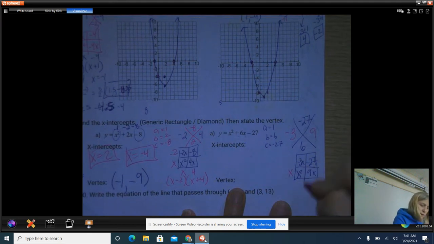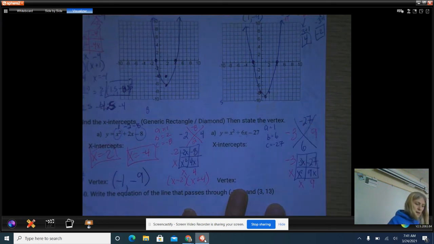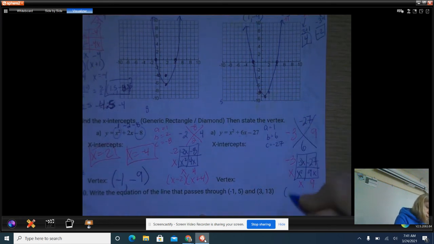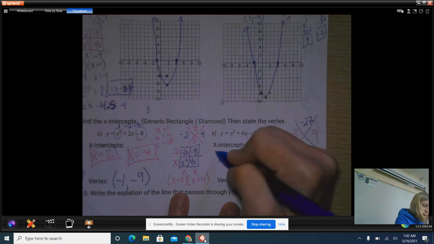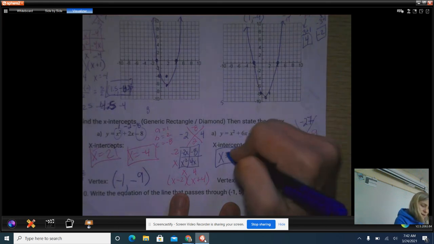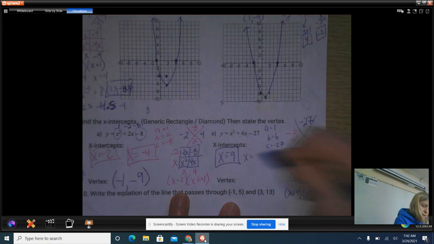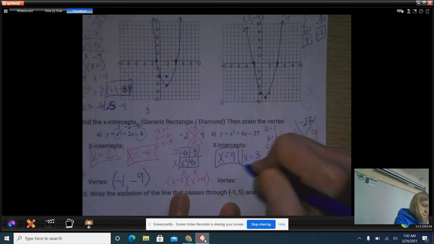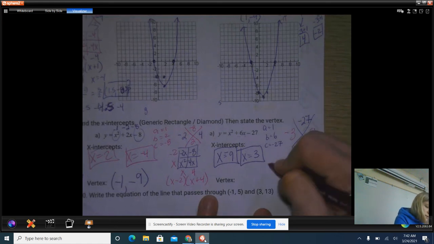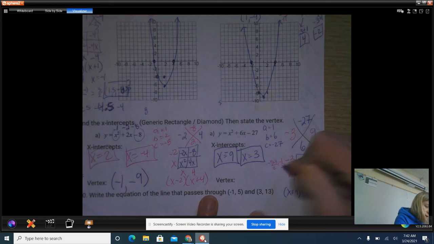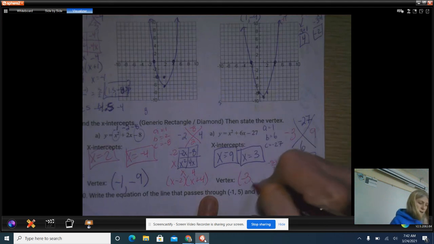Okay, we're solving our generic rectangle. X times 9 is 9x, and x times -3. So we have x plus 9 times x minus 3. We set those equal to 0 and solve. So our first intercept is at -9, and our second intercept is at +3. Okay, we're going to add those together and divide by 2. So -9 plus 3 divided by 2 is -6 divided by 2. And so our vertex starts at -3.